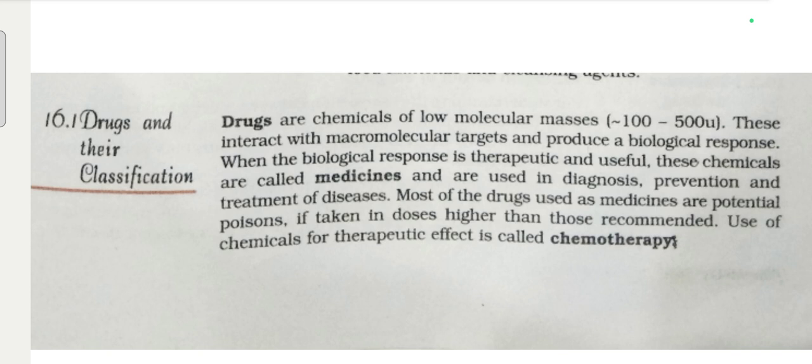When the biological response is therapeutic and useful, these chemicals are called medicines and are used in diagnosis, prevention, and treatment of diseases. Most of the drugs used as medicines are potential poisons if taken in doses higher than those recommended. Use of chemicals for therapeutic effect is called chemotherapy.